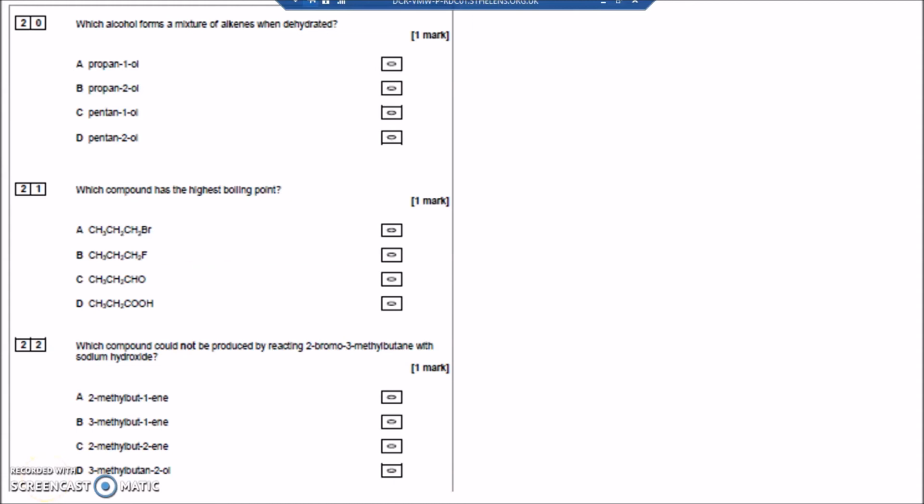Which alcohol forms a mixture of alkenes when dehydrated? So what actually happens is when you dehydrate something using something like concentrated sulfuric acid, you remove an OH and you remove an H from a neighbouring carbon, from a carbon alongside the C-OH.